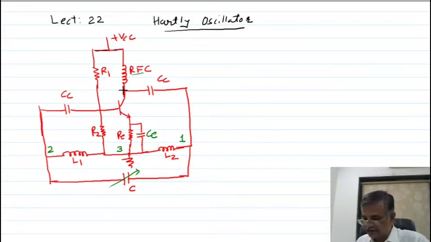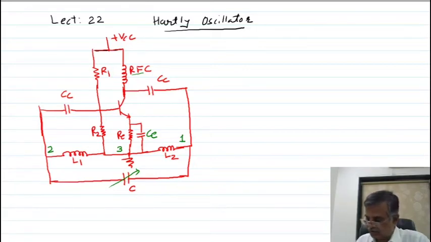So in the Hartley oscillator, the resistors R1 and R2 provide voltage divider bias. RE is for the stability of the circuit. It provides DC stabilization against the variation of temperature. This combination is known as self bias. The tank circuit consists of inductors L1, L2 and capacitor C. You already know the tank circuit.